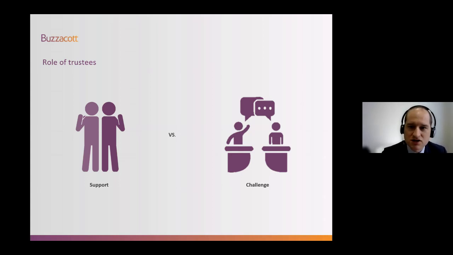Challenge is obviously crucial to questioning what you're seeing as a trustee, but if all you've got is challenge, you can create a bit of an adversarial relationship, whereas if all you've got is support and no challenge, you're kind of cheerleading for the CEO, and if you've got neither, ultimately you're just abdicating. So it's important that both those things are there. On to the next slide.